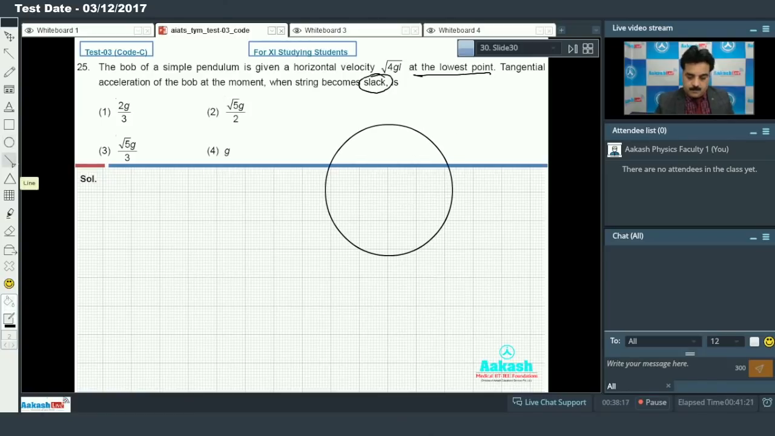Suppose this is the center, and if I consider the string becomes slack when it makes an angle theta with the upward vertical. So according to my assumption, this is the angle theta. The weight of the bob will act like this, mg.